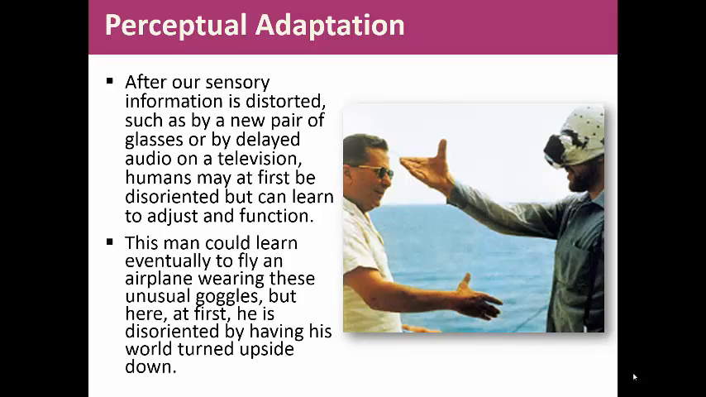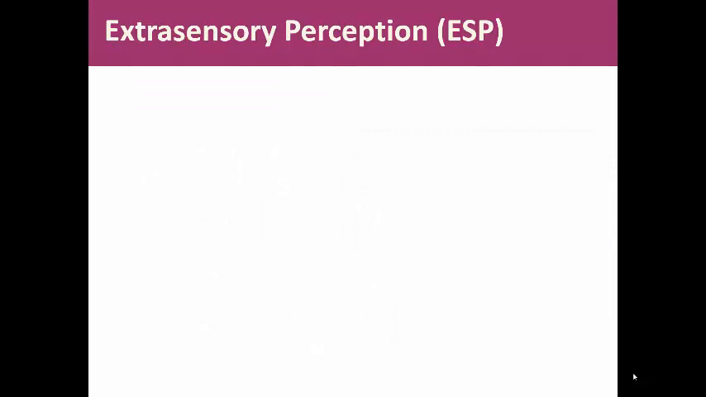So this man on the right could eventually learn to fly an airplane wearing these unusual goggles, but here at first he is disoriented by having his world turned upside down, so he can't even, for example, shake this guy's hand. He can't figure out where the hand is, but then eventually he was able to adapt.